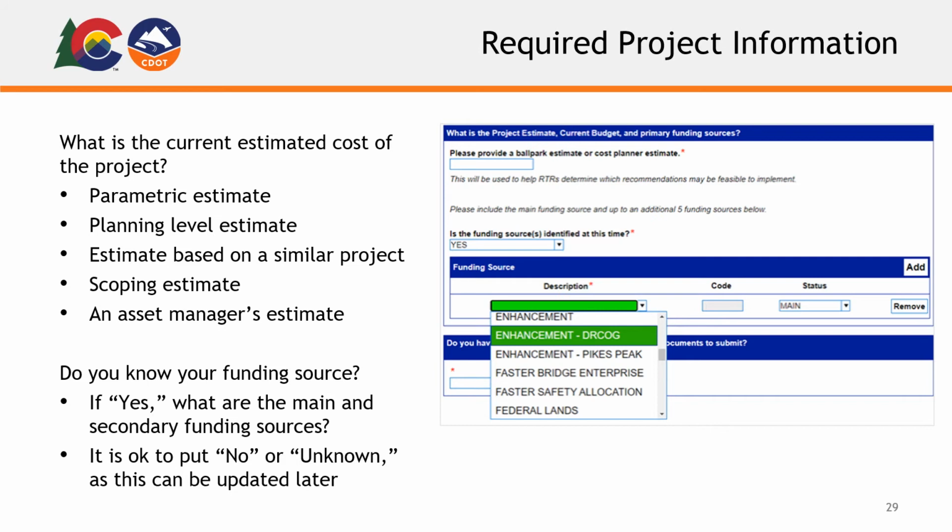Do you know your funding source? If yes, what are the main and secondary funding sources that you know at the time of the request? It is okay to put no or unknown.